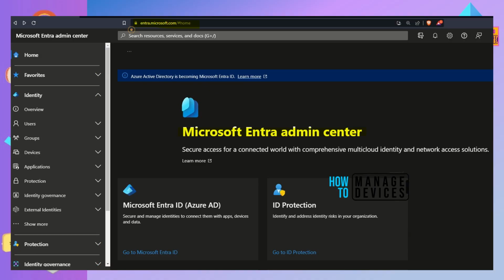So Microsoft introduced a portal for Entra, and that is entra.microsoft.com, and you can see all the Azure Active Directory related features are available over here. That is Entra ID related features, and then a lot of other features which we talked about in the previous slides are also available in entra.microsoft.com.